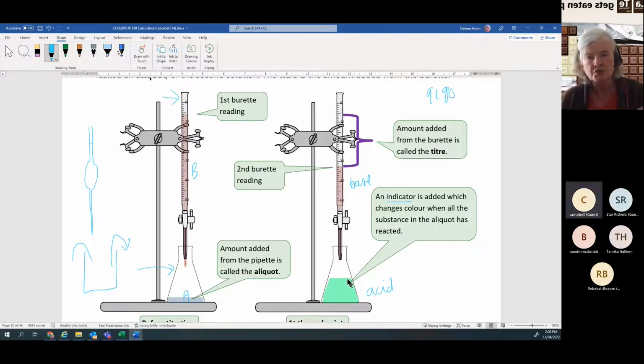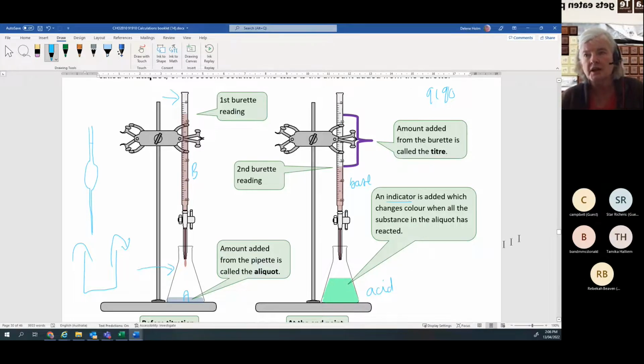It's looking at two solutions, having a fixed amount of one, adding a variable amount of the other, where you can go drop by drop by drop if needed to be very accurate. And then you stop adding when there's been a color change or some sort of indication that you have now completed the reaction. You can even use temperature changes as an indicator. There are a lot of different ways you can know when the reaction is just completed.